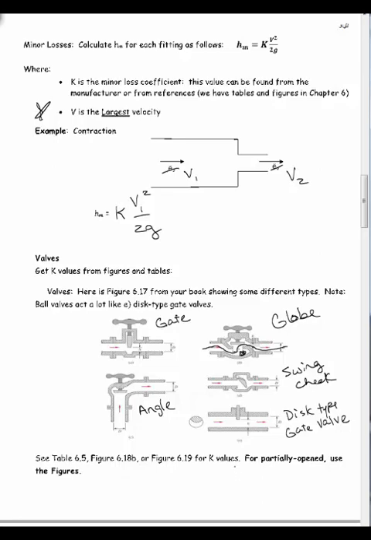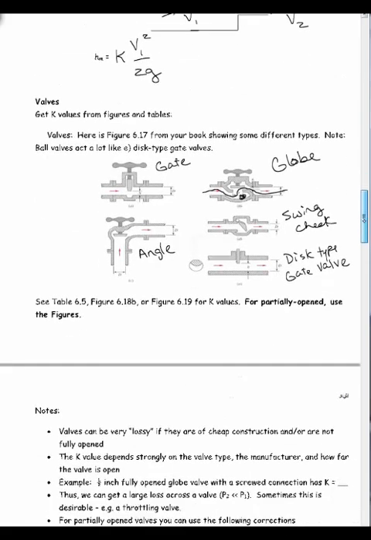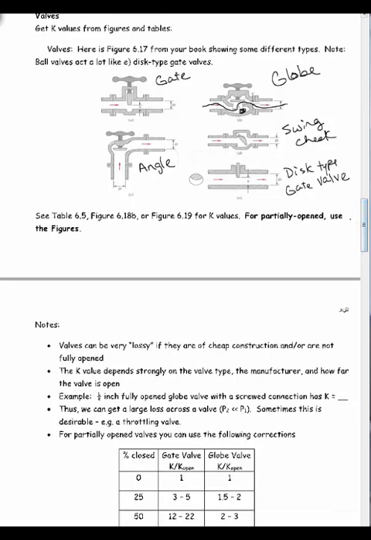The thing about valves that makes them a little bit more complicated than some of the other fittings is that they could be fully opened or partially opened. Partially open, you have to make adjustments. Table 6.5 gives you some values for valves. It only gives you open valves, so you can use this little chart here to make adjustments if it's partially opened.